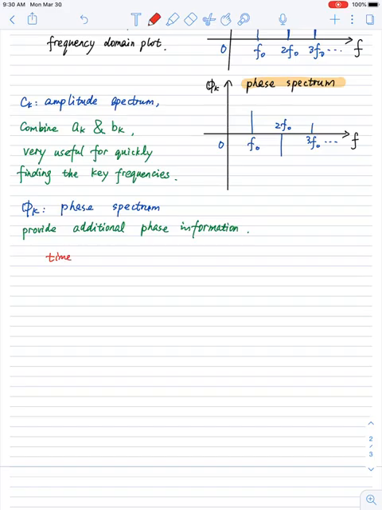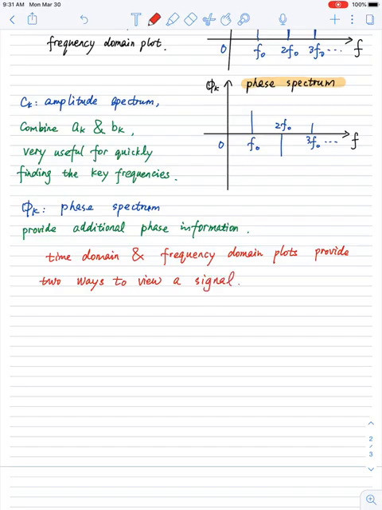So time domain and frequency domain plots provide two ways to view a signal.